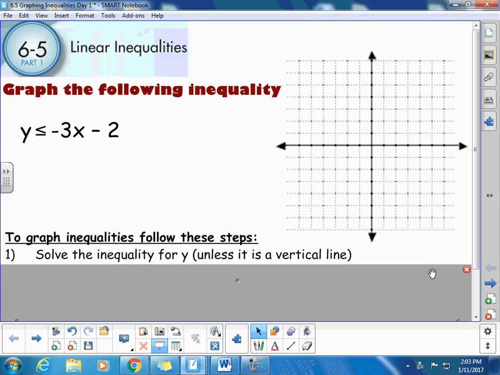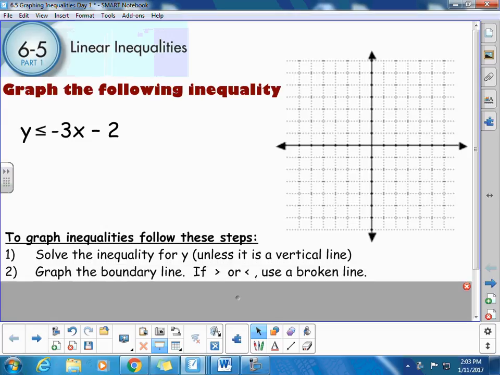6.5, we're starting to graph inequalities and looking at systems of inequalities. To graph inequalities, we treat it just like graphing a regular old line. But it says, here are the steps. To graph an inequality, follow these steps. Solve the inequality for y, unless it's a vertical line, because then it would already be x equals.